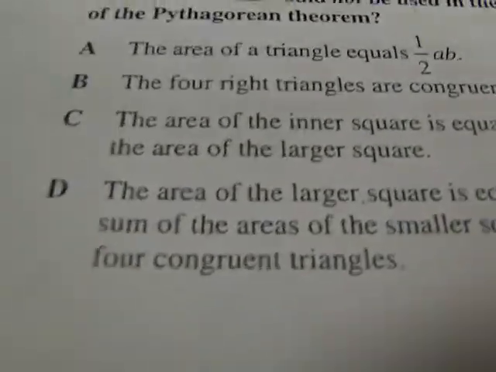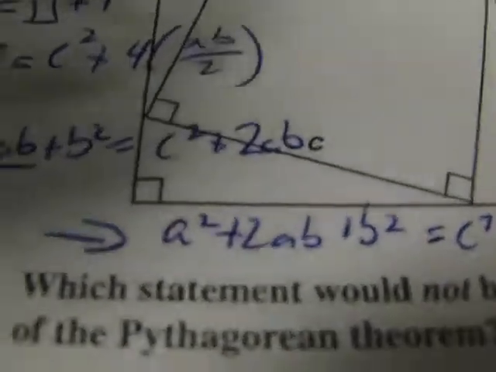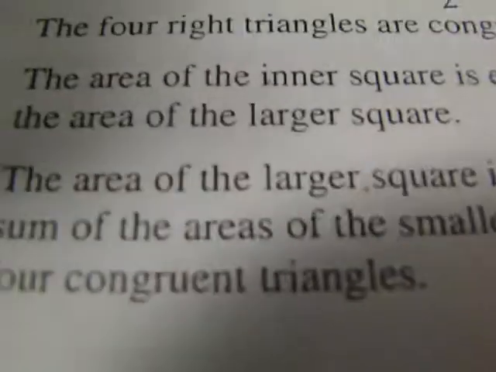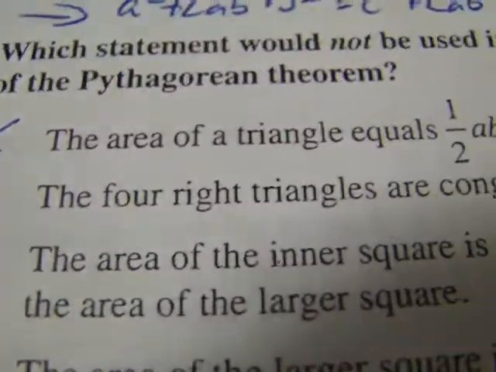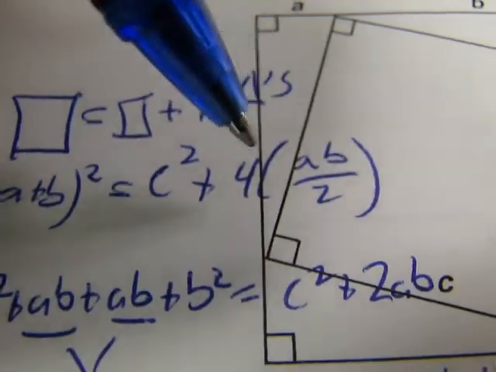So let's look at what our choices are. Do we need to know that the area of a triangle equals 1/2 ab? We certainly do, because we use it right there. So that can't be the answer, because we're looking for the thing that is not used. Do we need to know that the four right triangles are congruent? We certainly do, because we're multiplying by 4. If they weren't congruent, we would not be able to do that.